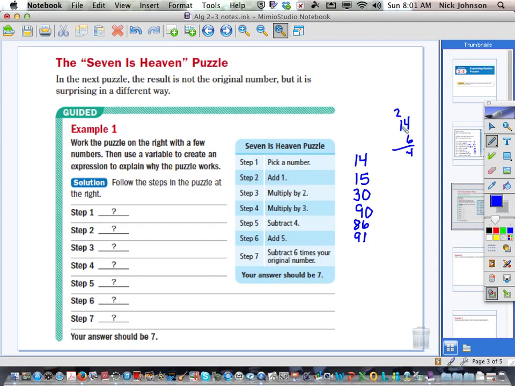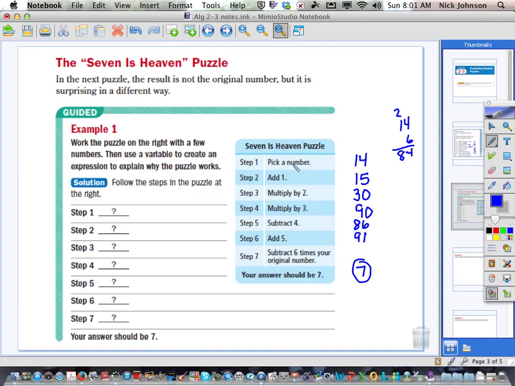24, 6, 7, 8. So we got to subtract 84. 91 minus 84 is 7. What a coincidence. You're always going to get 7. Let's show the steps over here algebraically how this is going to work every single time.